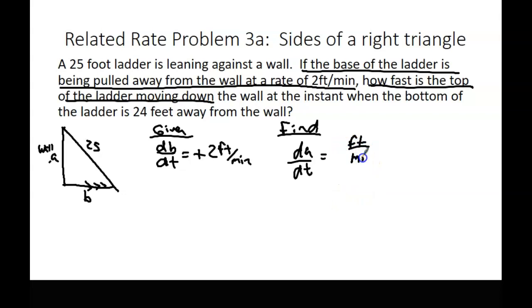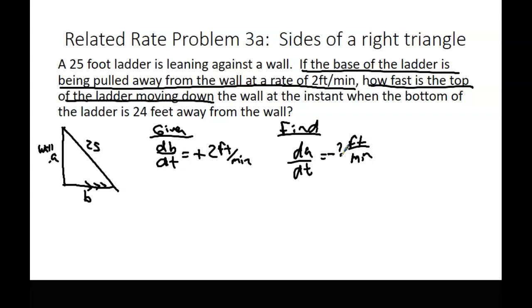And we would expect this to come out to be positive or negative? Negative. Negative, because as B gets pulled further and further away, that top slides down, doesn't it? And so you would expect A to be shrinking. In other words, a negative rate.